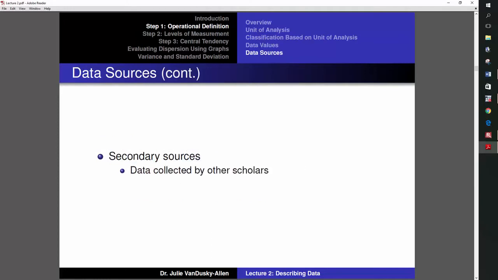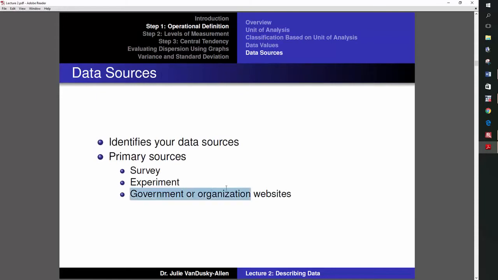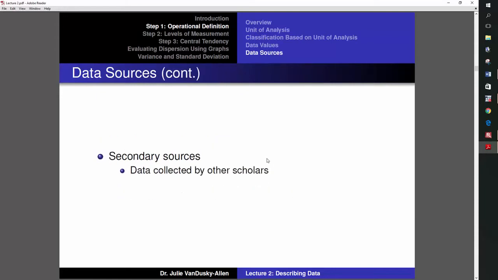Alternatively, we could rely on data that other scholars have already collected. This is known as secondary data. For example, for the candidate selection variable, you could consult political party websites to collect the data. This would be a primary source. Alternatively, you could use reference books on political parties in different countries written by other scholars. This would be a secondary source.